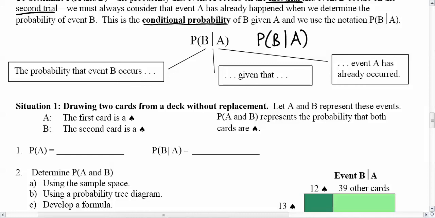And this mostly happens with two trial events. So the typical example is pulling cards from a deck without putting them back again. I'm going to draw two cards. P of A is the chance that the first card that I get is a spade. What is that probability? 1 in 4. It's the same as what we did before. Very good. 1 in 4.